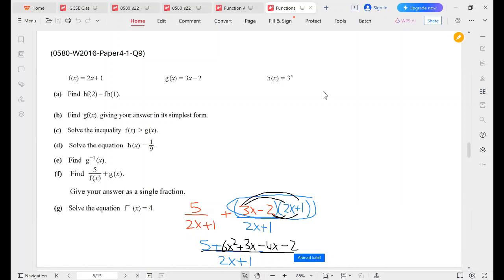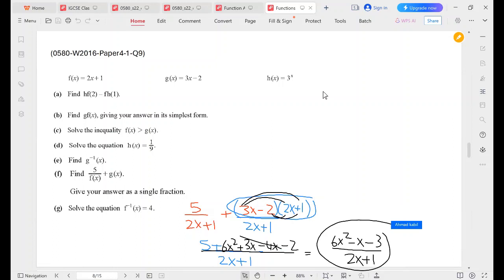And then we can rewrite this expression as 6x squared. And then 3x minus 4x gives us negative x. And 5 minus 2 gives us -3. And this is divided by 2x plus 1. And this would be the final answer here.